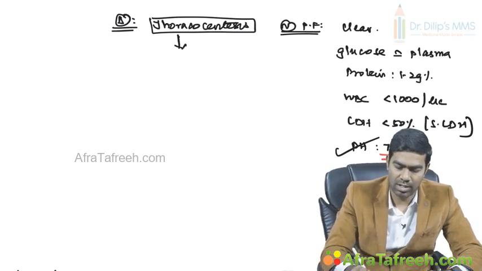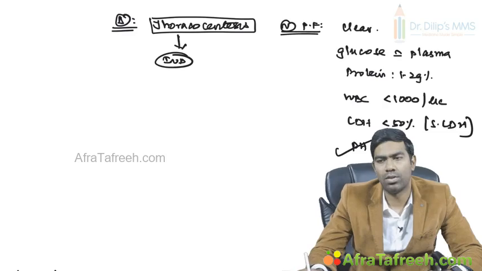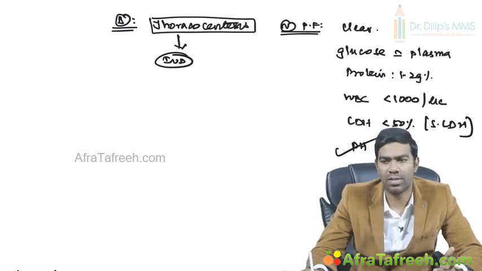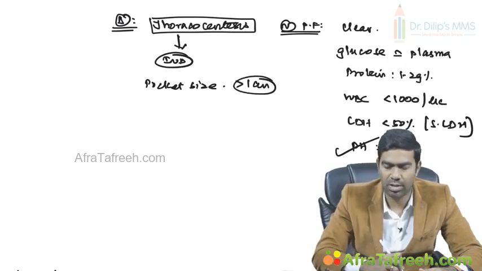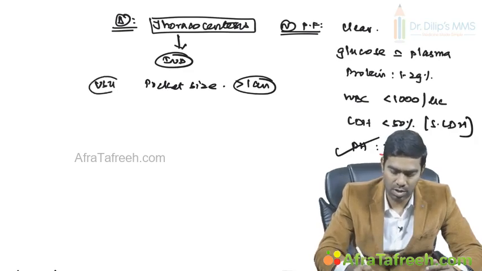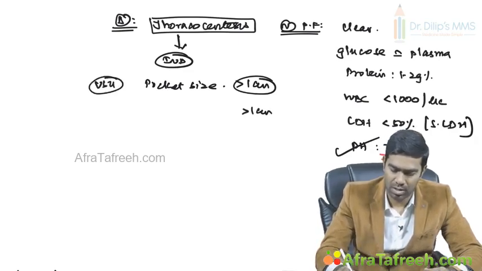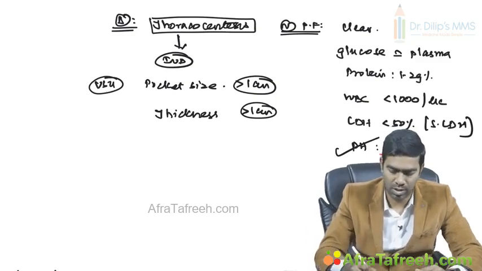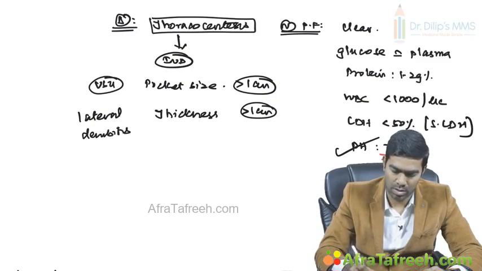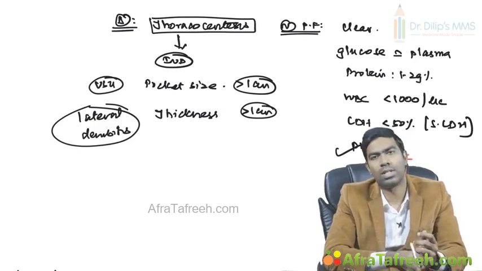So what are the indications for thoracocentesis? You have to see the pocket size of the pleural fluid. We'll see the investigations, sensitivity and all these things, but the best indication is to see if the pocket size is more than 1 centimeter. For example, if the pocket size of the effusion is more than 1 centimeter, typically on ultrasound, or on a lateral decubitus X-ray, if the thickness of the pleural fluid sheet is more than 1 centimeter.